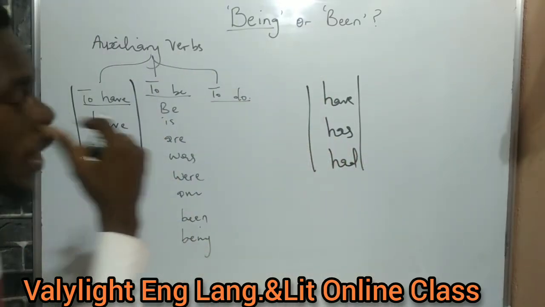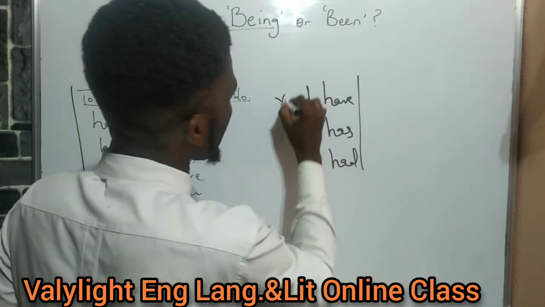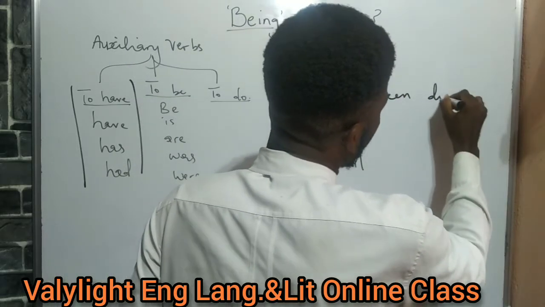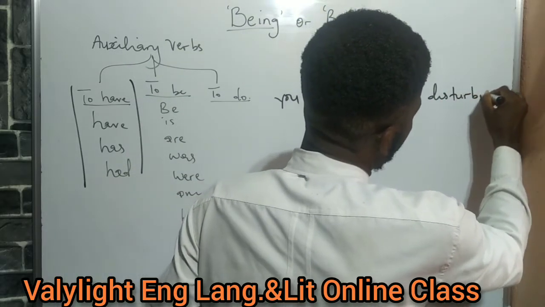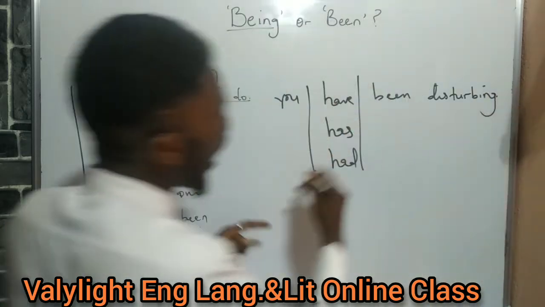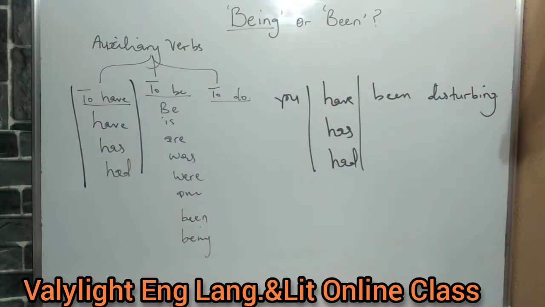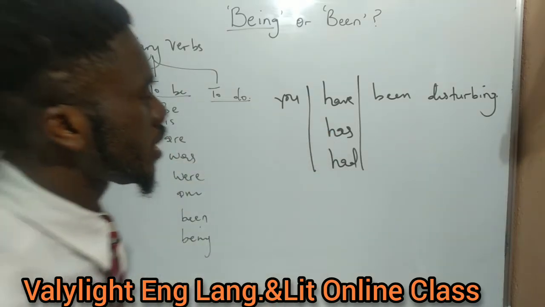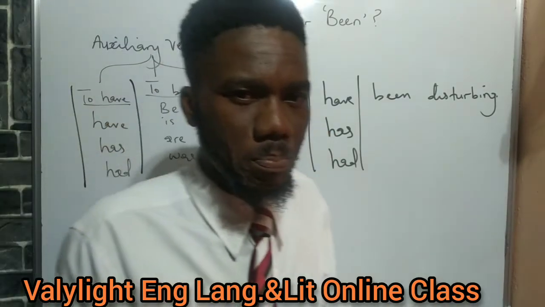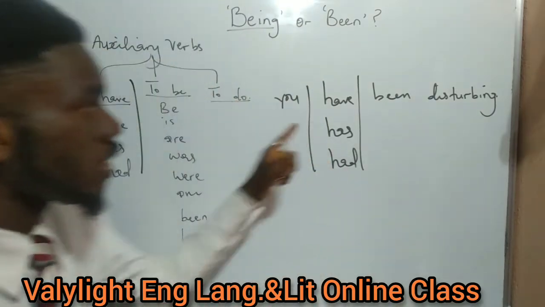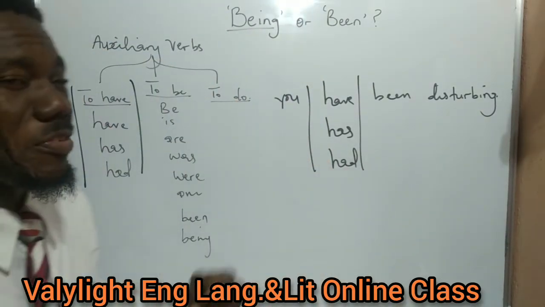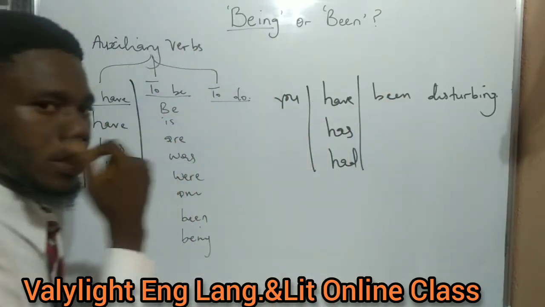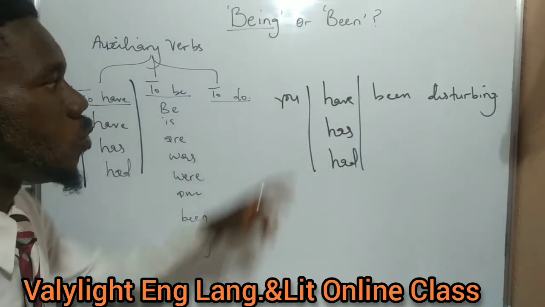This is why you have something like, you have been disturbing. You have been disturbing. What you see here is in the perfect progressive tense. That is what you have here. In the perfect progressive tense. Whenever you want to make use of this, it must go with one of these.